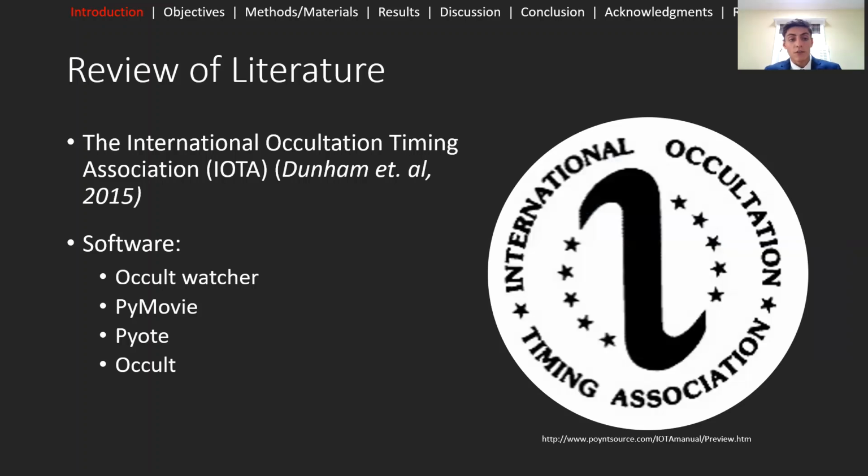In the asteroidal occultation field, there is a key association known as the International Occultation Timing Association, or the IOTA for short. The IOTA provides the necessary software for observing and then analyzing these events. These programs include Occult Watcher, PyMovie, Pyote, and Occult, all of which I will talk about more later.